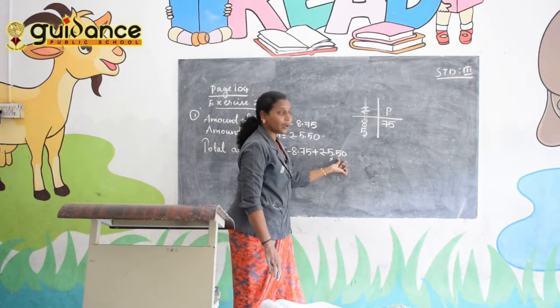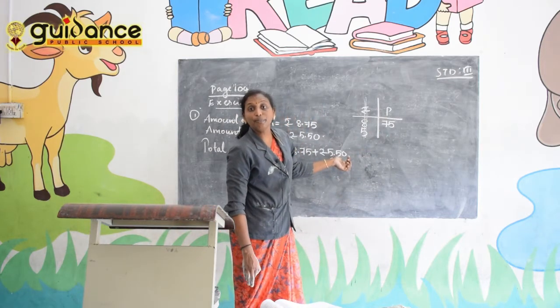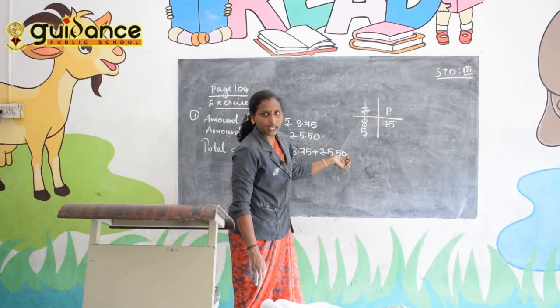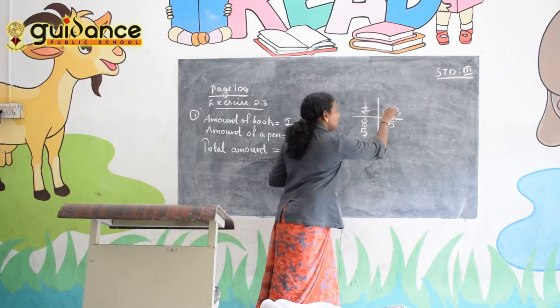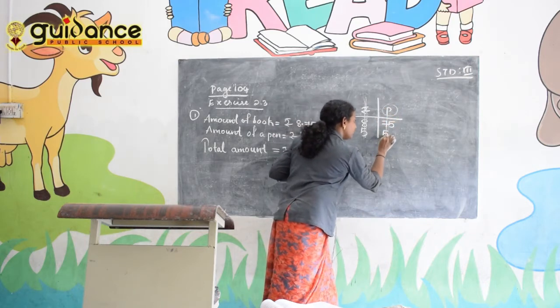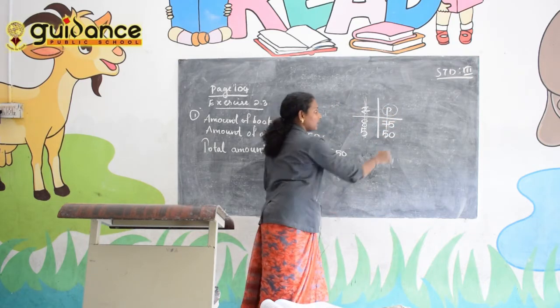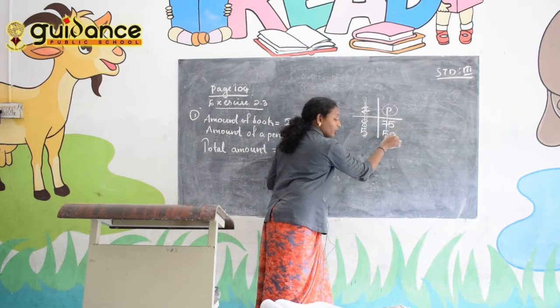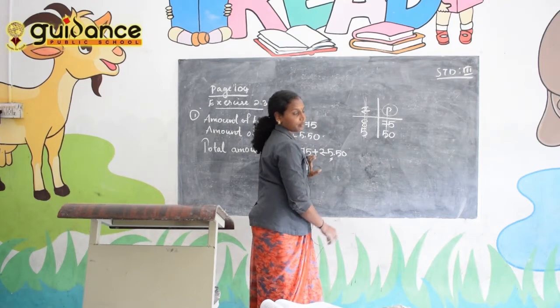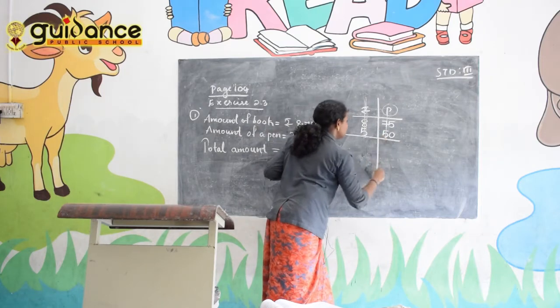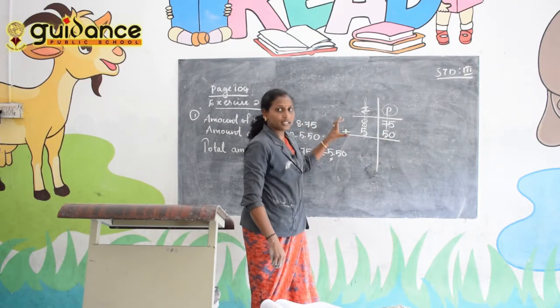So how many paise? It has 50 paise. So this is the space of paise. At the bottom write 50. Correct. At the bottom of 5 write 0, and at the bottom of 7 write 5. Then we will find the sum.